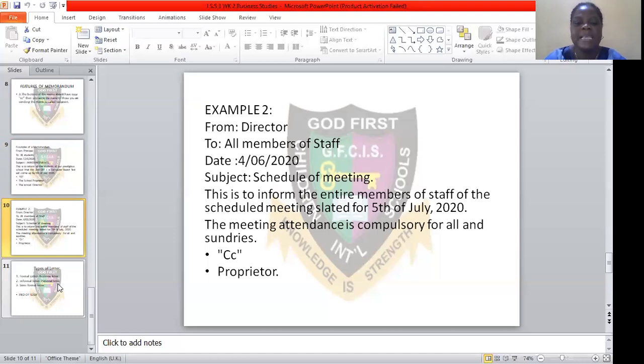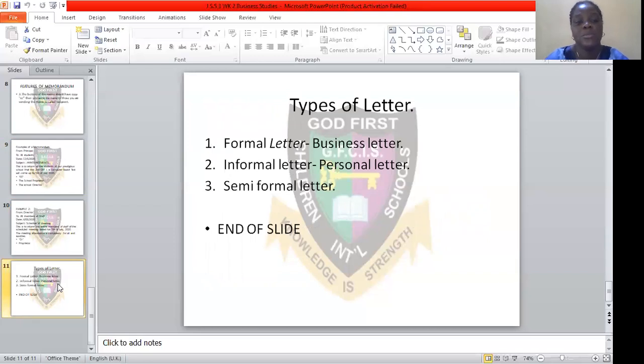Schedule of meeting. And the main message there is that this is to inform the entire members of staff of the scheduled meeting slated for 5th of July 2020. The meeting attendance is compulsory for all and sundry. Copy: the proprietor. So all members of staff are the ones that the memo is being sent to, while the proprietor as the management is being copied to be aware that the memo has gone out. Are you with me? Okay, so we'll move to the next subtopic, which is types of letter.